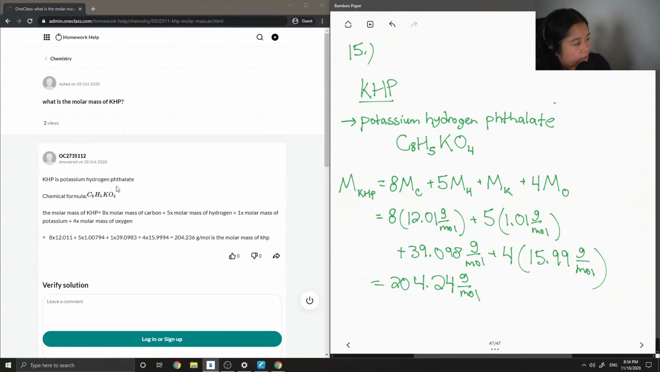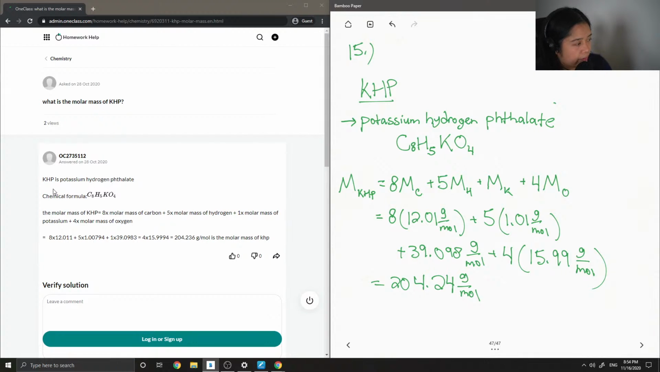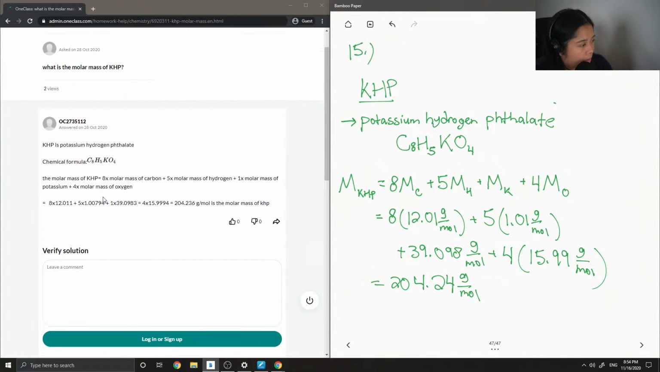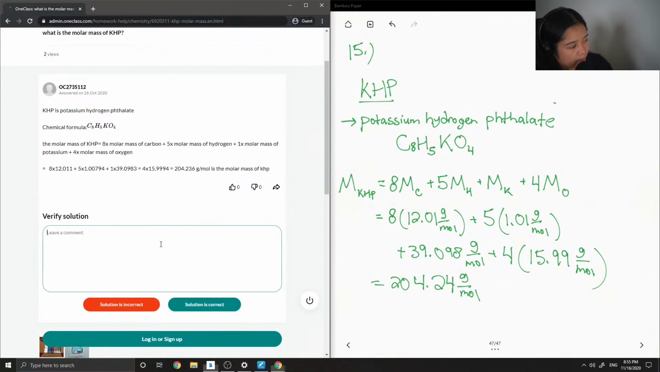Okay, so let's see what the junior tutor said. KHP is potassium hydrogen phthalate. Its chemical formula is C8H5KO4. Molar mass of KHP is equal to 8 times the molar mass of carbon plus 5 times the molar mass of hydrogen plus 1 times the molar mass of potassium plus 4 times the molar mass of oxygen. And they also got 204.236 grams per mole as the molar mass of KHP. Yep, so this solution is correct.